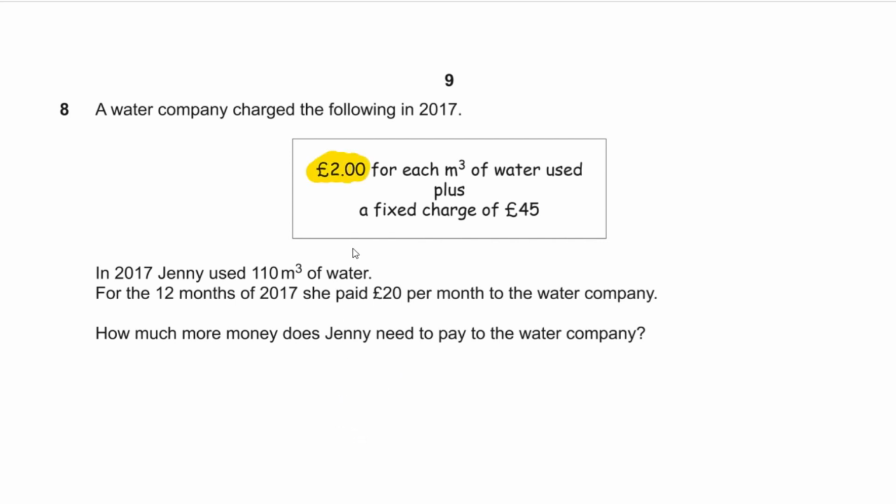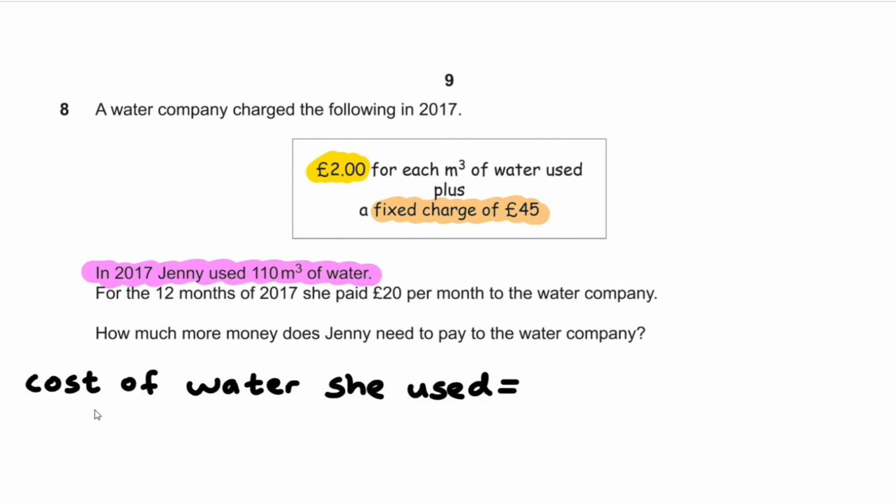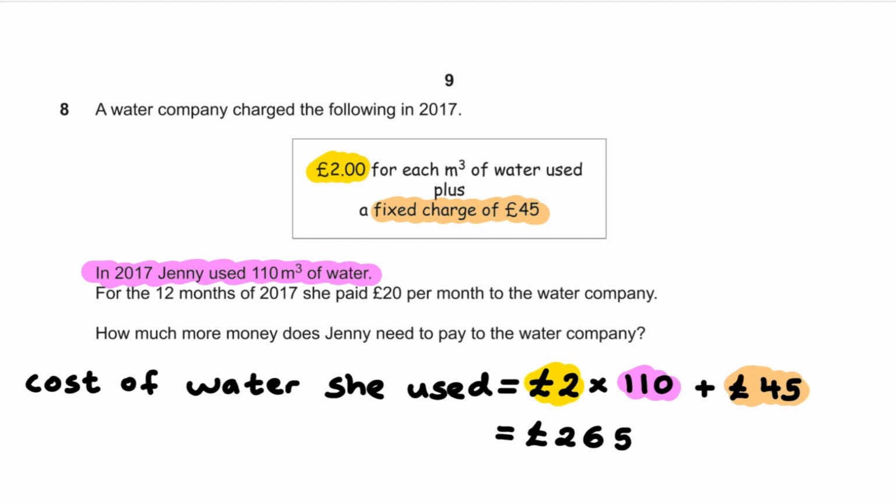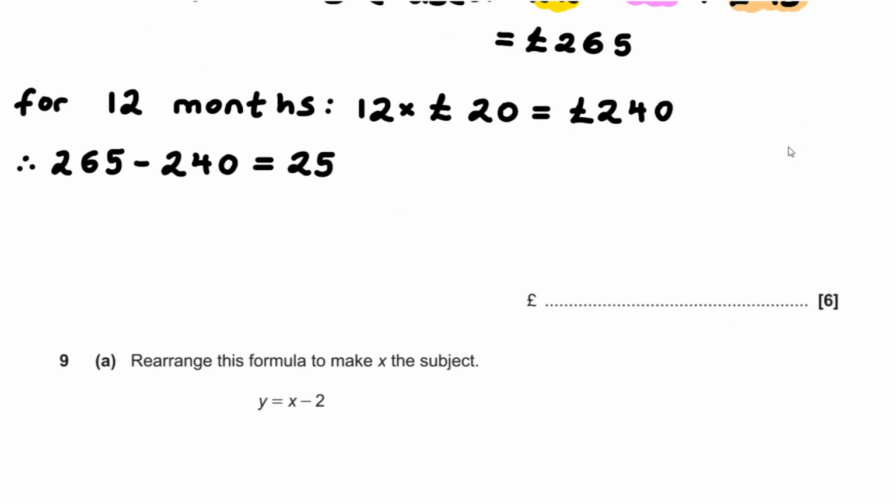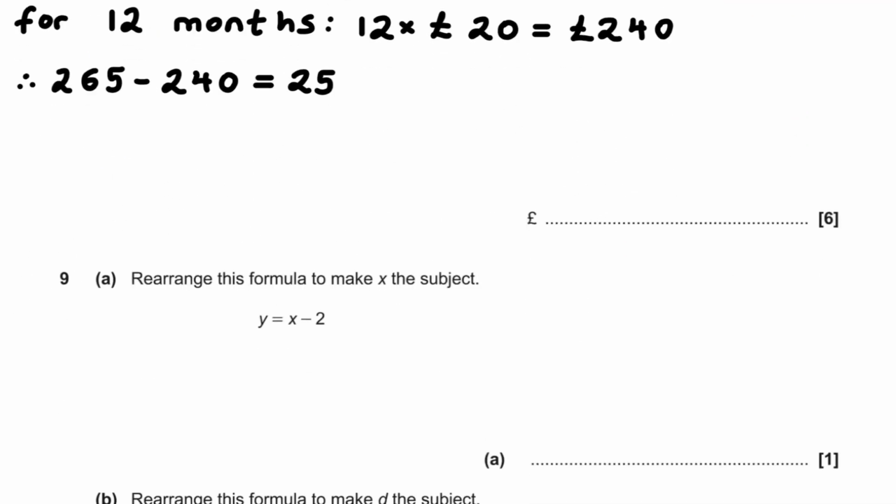So we've got £2 for each metre cubed of water used, and then we've got this fixed charge, and then in 2017 we know that she uses 110 metres cubed of water. So the cost of water she used, we've got this £2 multiplied by this 110 plus this £45, that's £265. So we have £25.